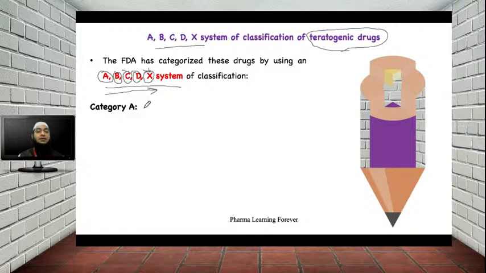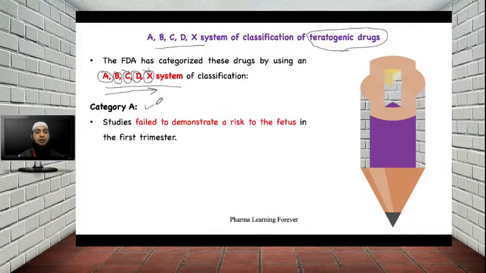Okay, so let's see what those drugs are which are category A. Category A drugs are those where the study failed to demonstrate a risk to the fetus in the first trimester. Since there is no risk to the fetus in the first trimester, based on the evidence, these drugs are safe in the first trimester. Likewise, there was no evidence of risk observed in the last trimester.